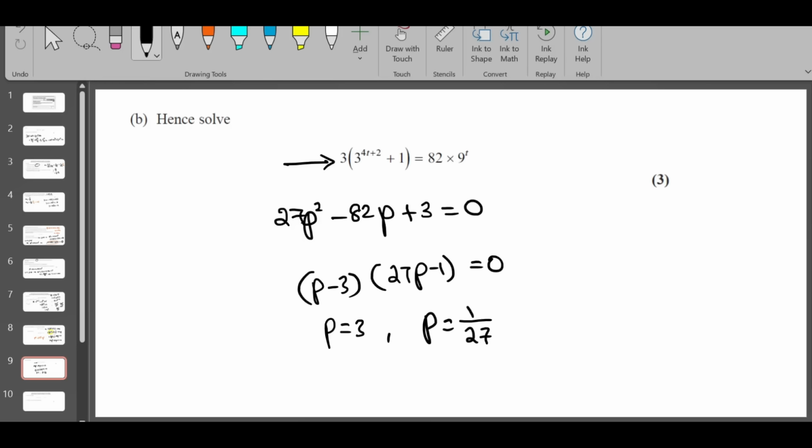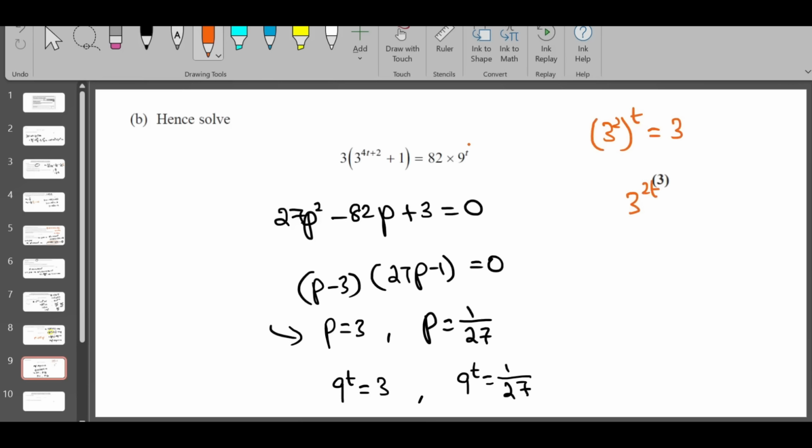Now when they say solve, you need to solve for t, not for p. So replace p back with 9 power t. 9 power t is 3, 9 power t is 1 over 27. So the first one, if you take 9 power t is 3, 9 is 3 squared.